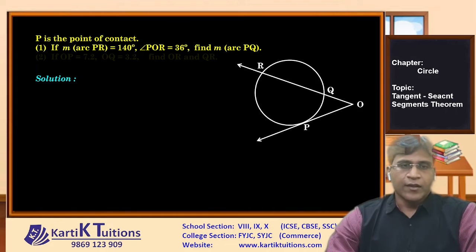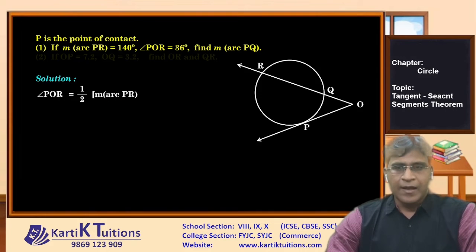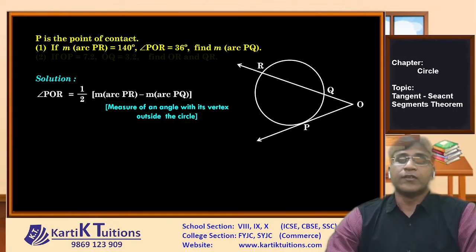Now see, in the first part, as I told you, they are talking about angle POR, which is 36 degrees. Now POR is an angle from outside the circle. So basically it is half the difference of its intercepted arcs. So it's half into measure of arc PR minus measure of arc PQ. And the reason is what? Measure of an angle with its vertex outside the circle. Remember, I have made a video on this also. You can have a look at this video.